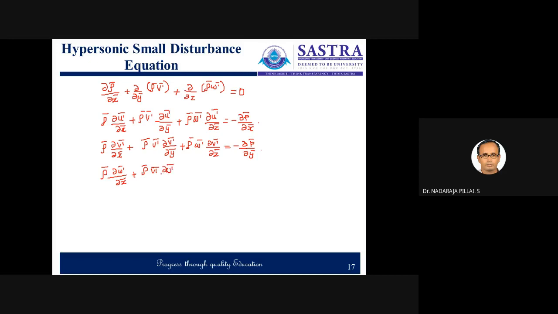So w dash bar by dou y bar plus rho bar w dash bar into dou w dash bar by dou z bar is equal to minus dou p bar by dou z bar.